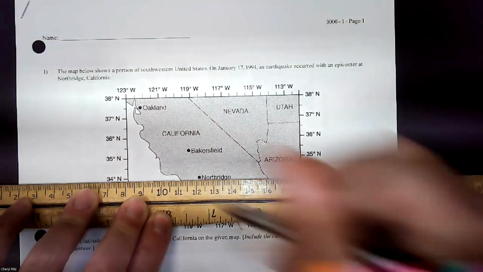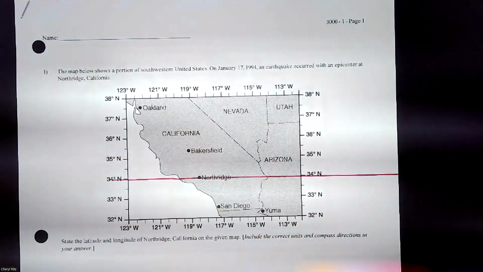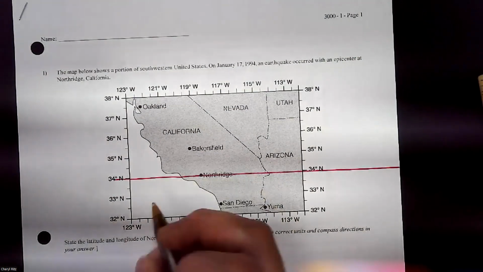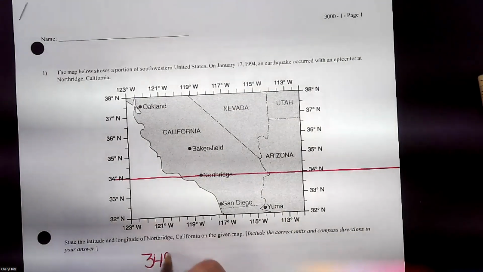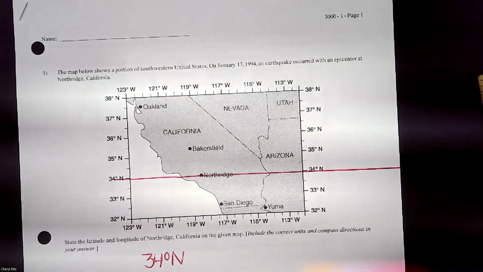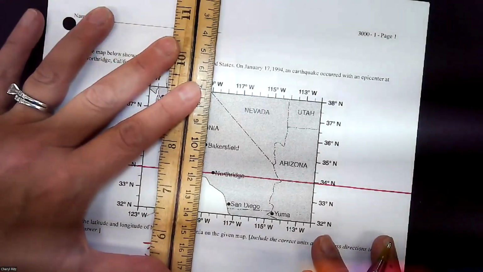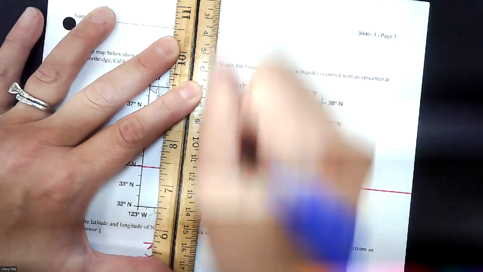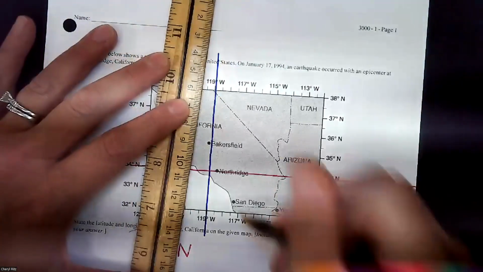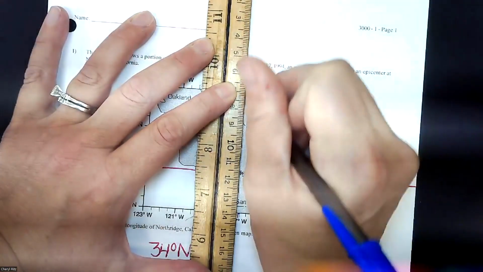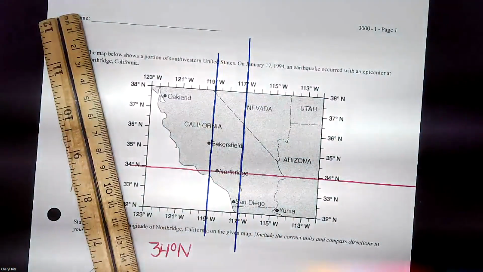There's Northridge right there. Bring your line over. Northridge was dead smack on 34 north. Most people got that right. 34 degrees north. It was the longitude that was sketchy. And here, let me start you off this way. Here is 119, right there. Here is 117 right there. Can I ask you guys, what's halfway between 117 and 119?